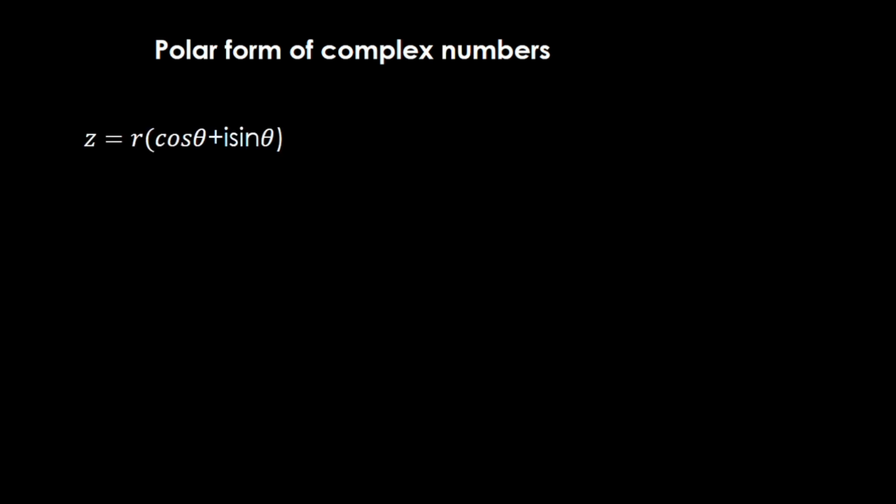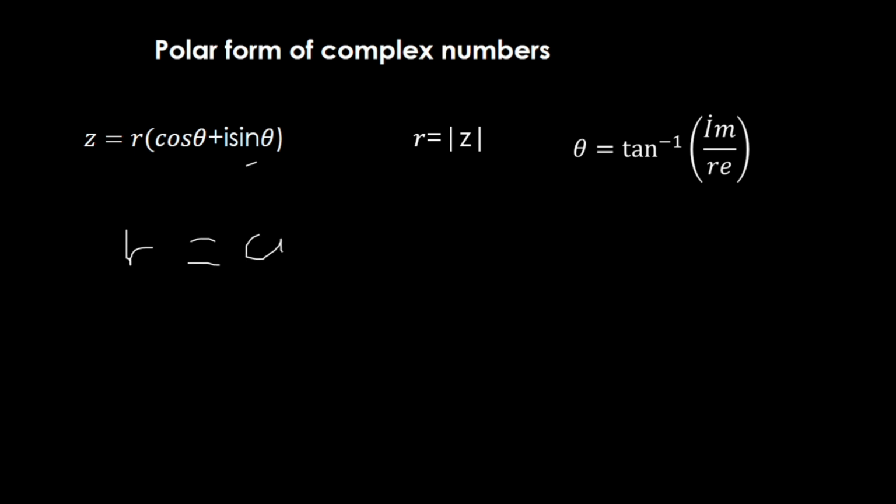Z is equal to r(cos theta plus i sin theta), where r is the magnitude of z and theta is the tan inverse of imaginary over real. Moving on, for example, you have z equal to a plus ib. The imaginary part is b, so theta will be equal to tan inverse of what?